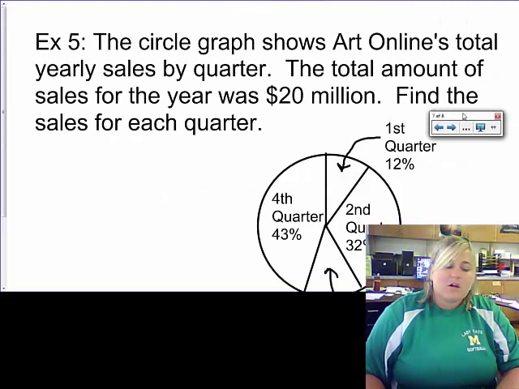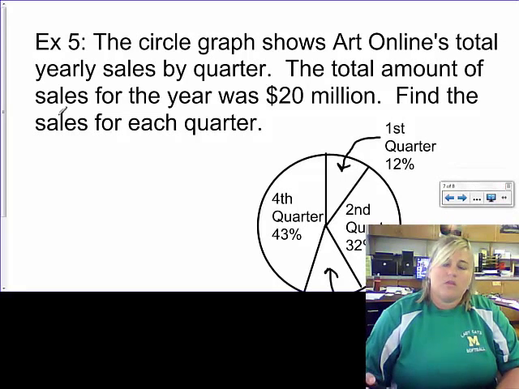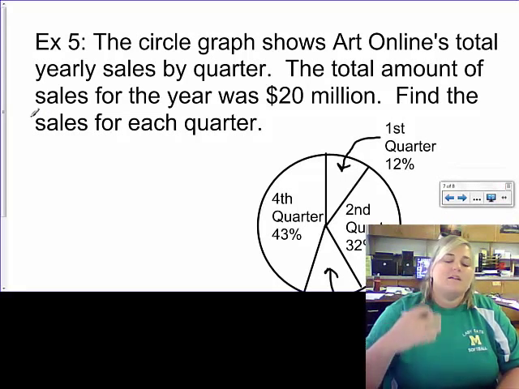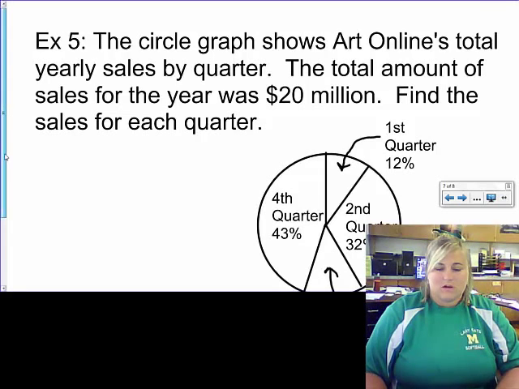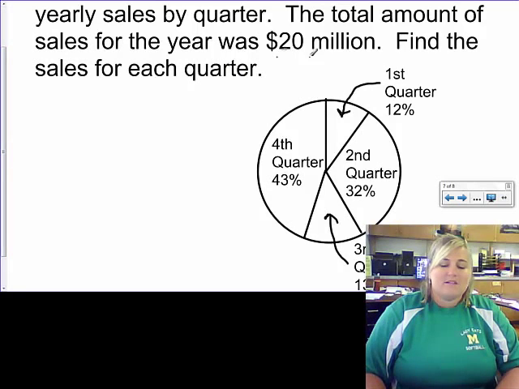Last example. This is a very simple concept if you know the rule. Okay. It says the circle graph shows Art Online's total yearly sales by quarter. The total amount of sales for the year was $20 million. Okay, total for the year. That means the whole was $20 million, the whole thing.